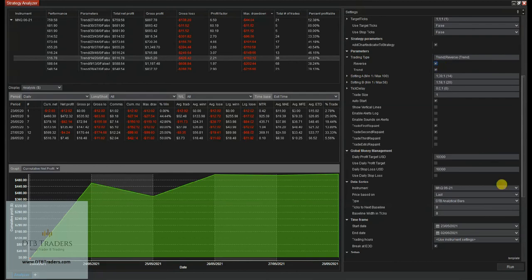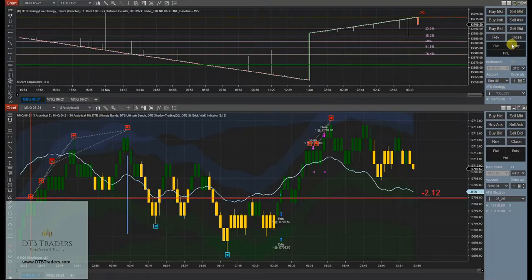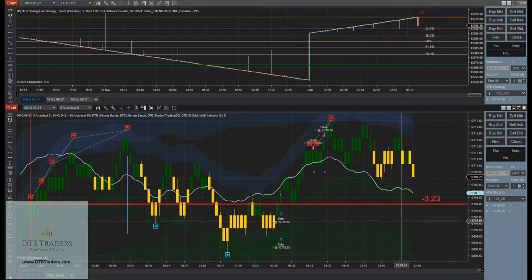So the trading type, trend and reverse. I'm going to just run that again using both those. So what it's going to do is actually show me more brick walls and more bouncing of price. So I'm going to let that run and then come back to that in a moment. In the meantime, let's have a look at what price is doing.